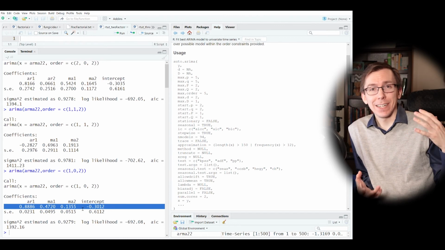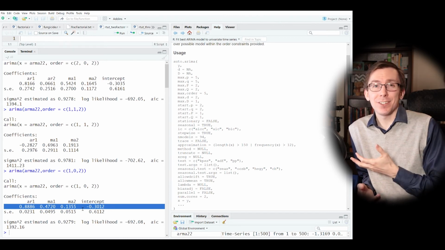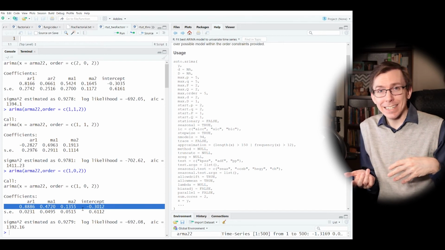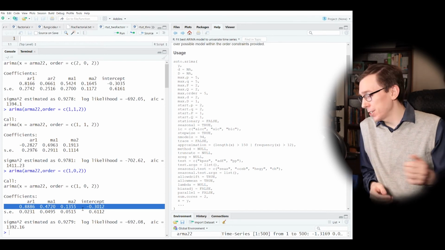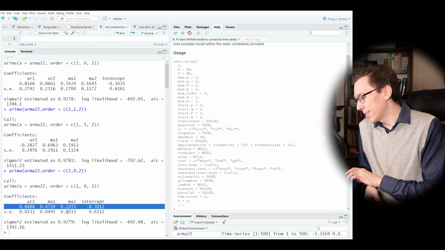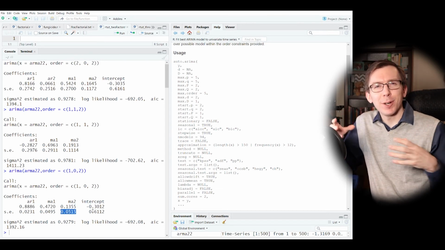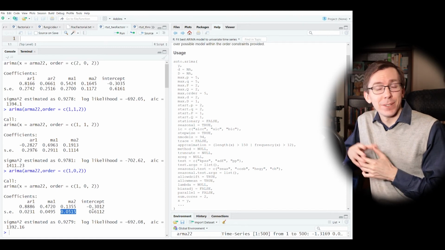So it's one of these things, right? Time series is a very exploratory subject. You have to just try a lot of different models and get a sense of what's going on. Look at the AIC, look at the estimated coefficients, look at the variance, the standard errors, all of these things to try to get an idea about what's going on with your data, right?